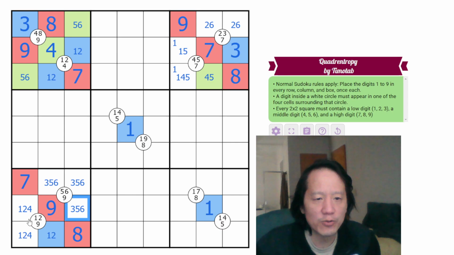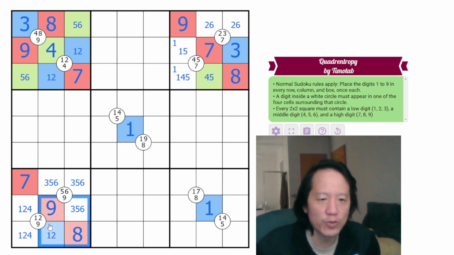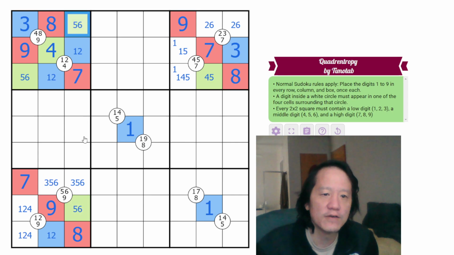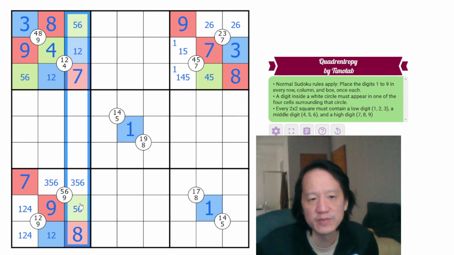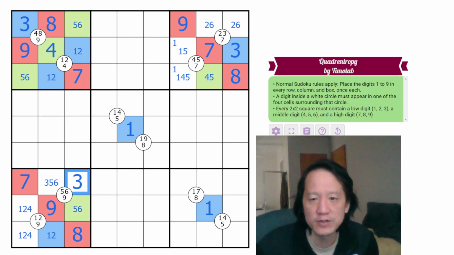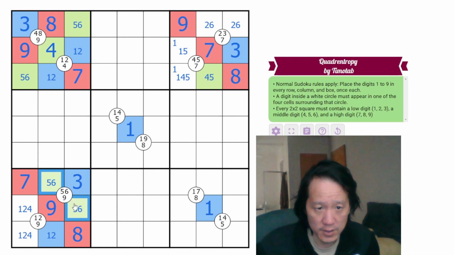digits. Now we have, in this 2x2 area, 2 highs and a low. That means we need a medium in the last cell. So therefore, this cannot be 3. This is 5 or 6. We have a 5, 6, 5, 6 pair in column 3, which eliminates 5 and 6 from the rest of the column, which means this can't be 5 or 6, so therefore this is a 3, which is a low, which means this can't be 3, so it must be 5 or 6, which is a middle digit.